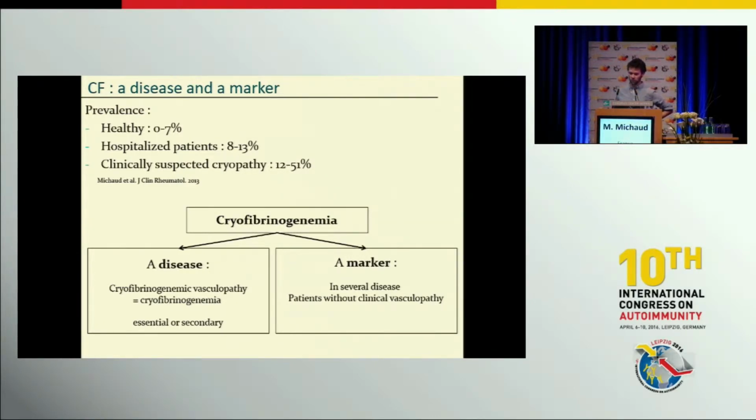You can have cryofibrinogen as a marker in a patient without clinical vasculopathy, and you can have a disease that is called cryofibrinogenemia in the literature, but that I personally call cryofibrinogenemic vasculopathy to distinguish the disease and the marker in a patient who has cryofibrinogen in the blood but without vasculopathy.